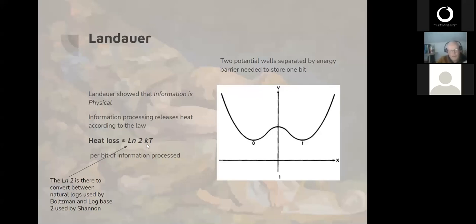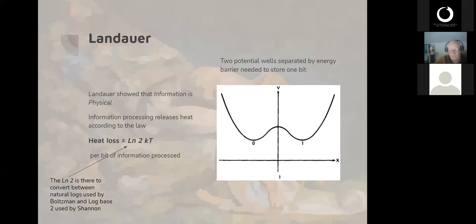His formula is that the heat loss will be the natural log of 2 times Boltzmann's constant times temperature. So Boltzmann's constant comes in, and you get an actual figure for the minimal amount of heat that a digital information system can produce per bit of data that it processes.